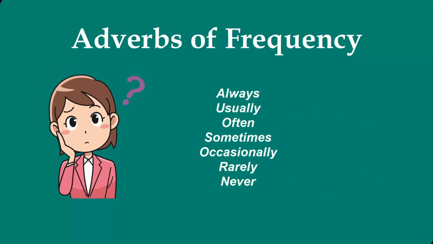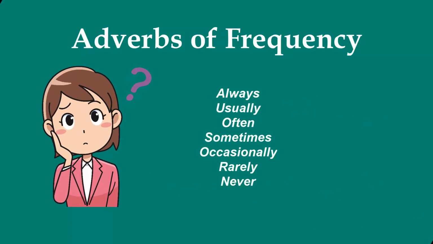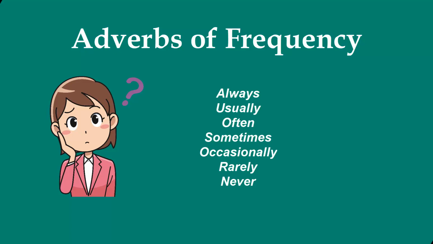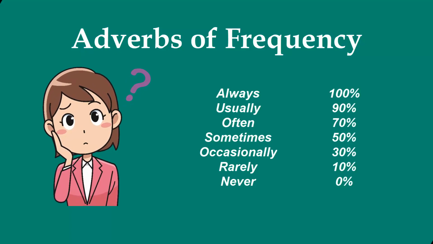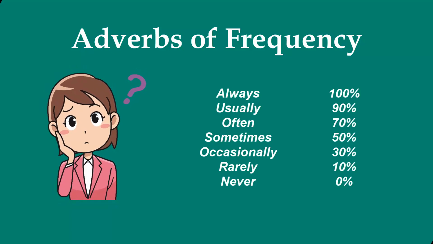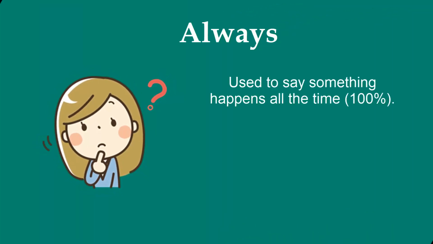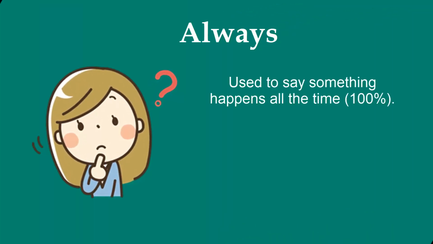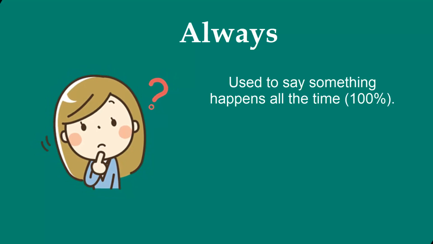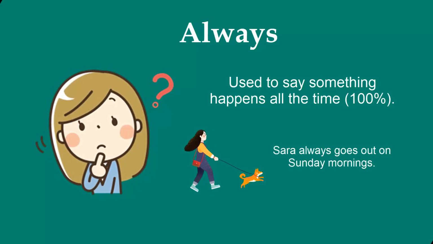These adverbs are used depending on the frequency of a certain action or thing that you want to say. Let's say that each adverb of frequency has a number or a percentage. If you want to say that something happens all of the time or 100% of the time, you can use always. Sarah always goes out on Sunday mornings.